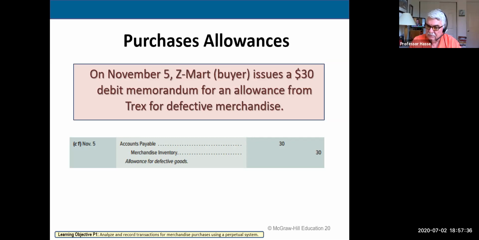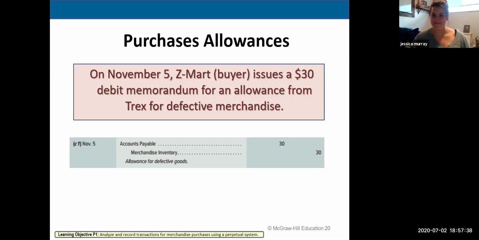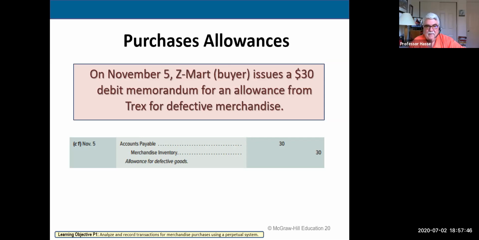But that's another thing. We have to return defective merchandise, and I'm sure all of us have done that. Now you're going to be accounting for it. Oh, what a thrill. Now you're going to be accounting for that. It's called purchase returns and allowances, because you return.